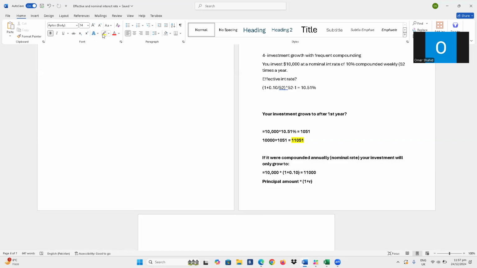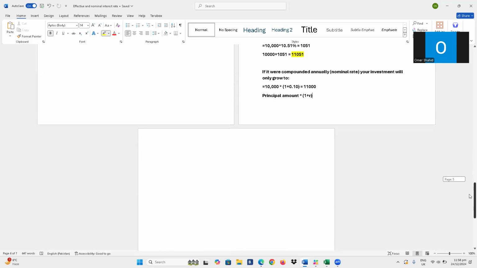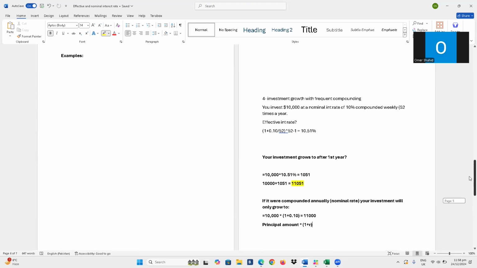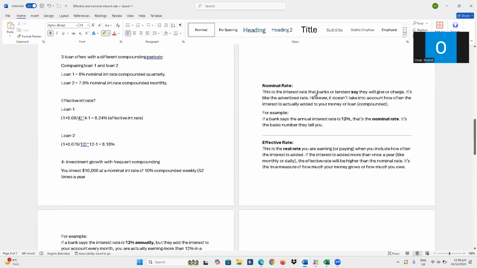So you see the difference? If you're only compounding it once a year, your investment is only growing to 11,000. But if you are compounding it weekly, then your investment is growing to 11,051. That's the difference. So I hope you are absolutely clear with the concept of nominal interest rate and effective interest rate. Just read these formal definitions of nominal and effective interest rate. I hope you are now clear with every concept, so this definition won't be a problem for you.